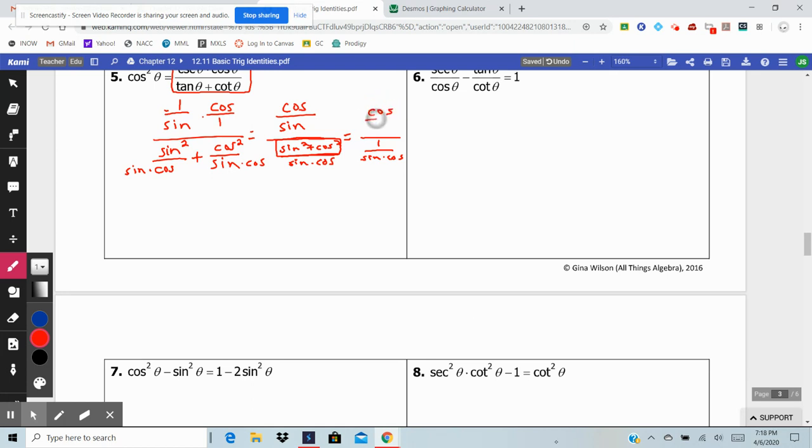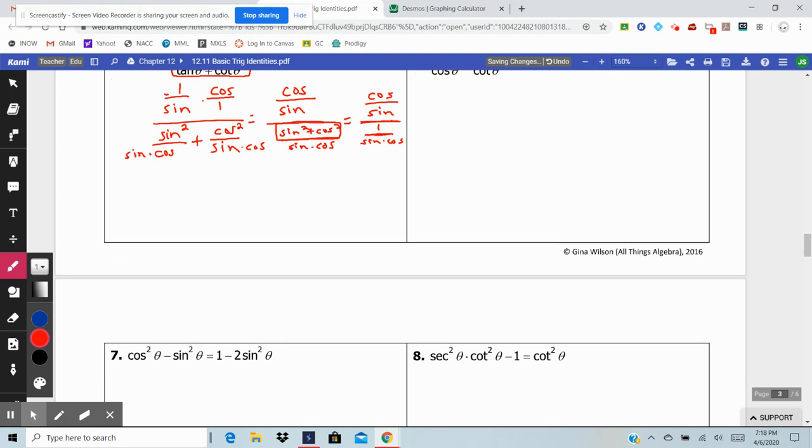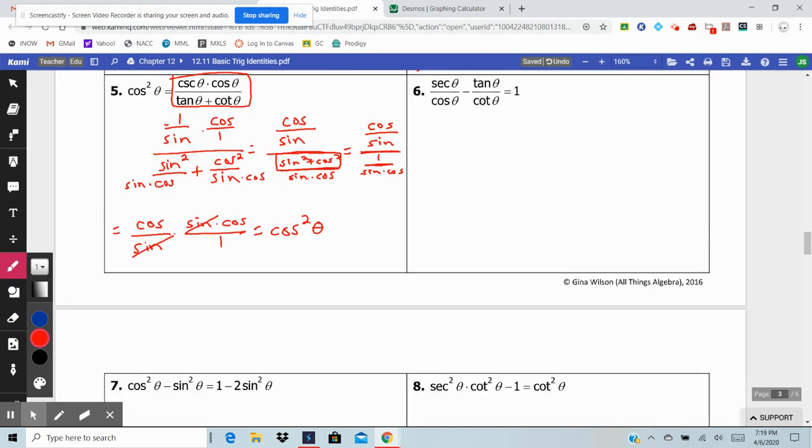So now I have cosine over sine divided by 1 over sine times cosine. To divide two fractions, you flip the second one and you multiply. So I now have cosine over sine times sine times cosine over 1. The sines cancel and leaves me with cosine squared, and I believe that's what we are looking to make it equal.